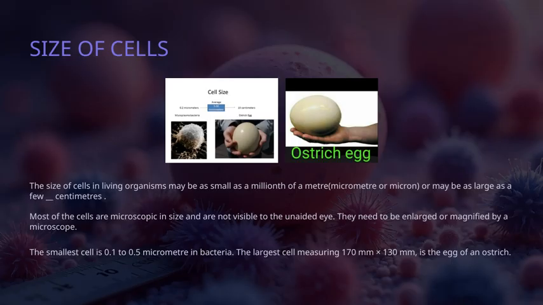For example, bacteria have some of the smallest cells, typically around 0.1 to 0.5 micrometers in size. That's tiny. But then, there's the ostrich egg, which is the largest cell known. It measures about 170 millimeters by 130 millimeters. That's quite a contrast, showing just how diverse cell sizes can be in the natural world. This variation in size is a fascinating part of understanding how cells function and adapt within different organisms.